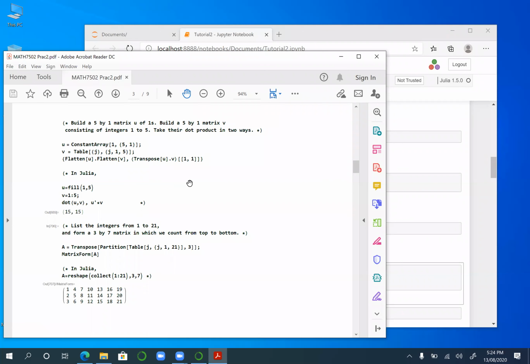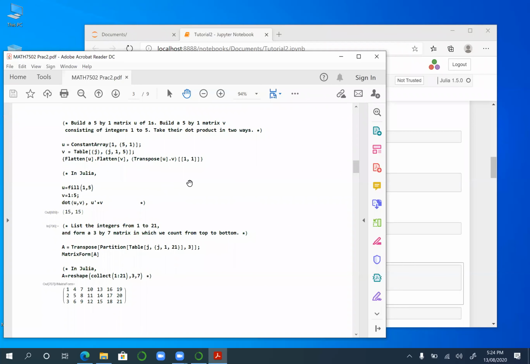Okay, and I've got the code here in Mathematica to do that, which would be constant array, and I would place the 1 in there, and I would tell the dimensions. Okay, the next thing we would want to do is build a 5 by 1 matrix V consisting of integers 1 to 5. Okay, so the numbers 1 through 5 is the matrix V.